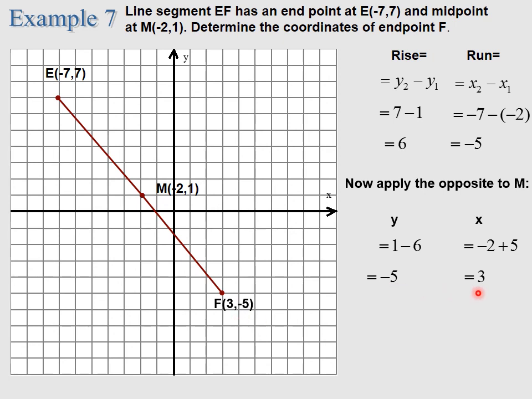This was our y and this was our x. So let's just check. Instead of going up 6, we went down 6. 1, 2, 3, 4, 5, 6. And instead of going left 5, we're going to go right 5. So that's 1, 2, 3, 4, 5. So there is our other half of our line, and there is our other endpoint.